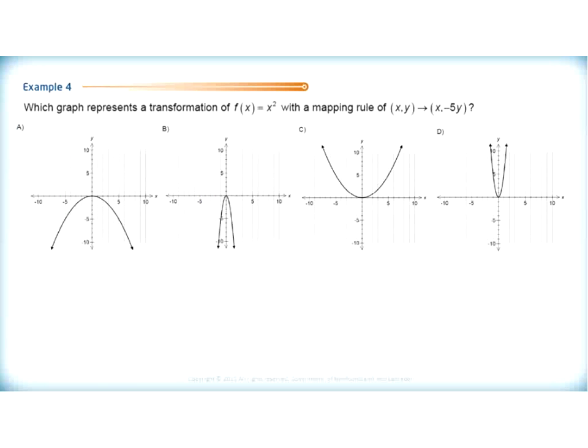Let's have a look at another example. Which graph represents a transformation of the function f of x equals x squared with a mapping rule of (x, y) maps to (x, -5y)? Now, (x, -5y), there are 2 transformations here. Let's identify them. The negative here indicates a reflection in the x-axis.